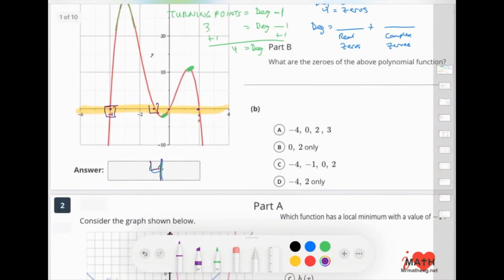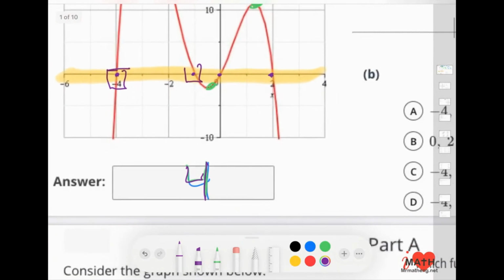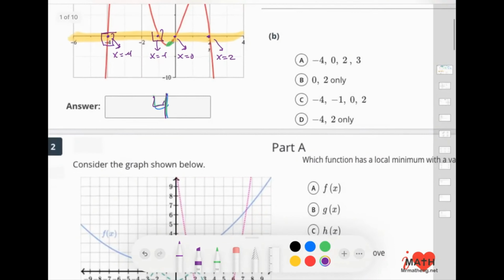Okay, part B tells us now, what are the zeros of the above polynomial function? Well, we can do this visually because we have not learned other methods. Basically, here on the x-axis, this is x equals -4. This one is x equals -1. This one is x equals 0. And this one is x equals 2. And so the only one that has that is choice C.